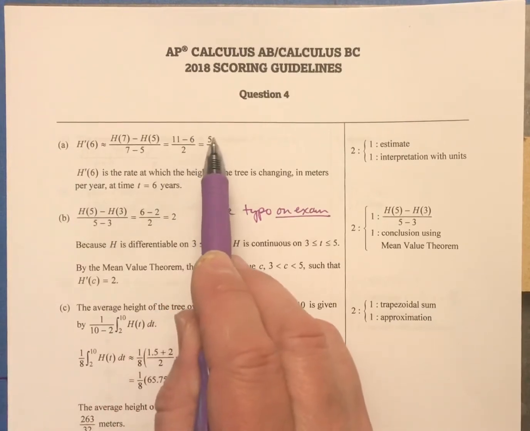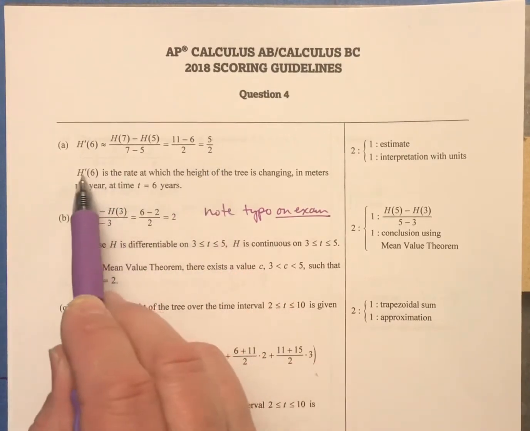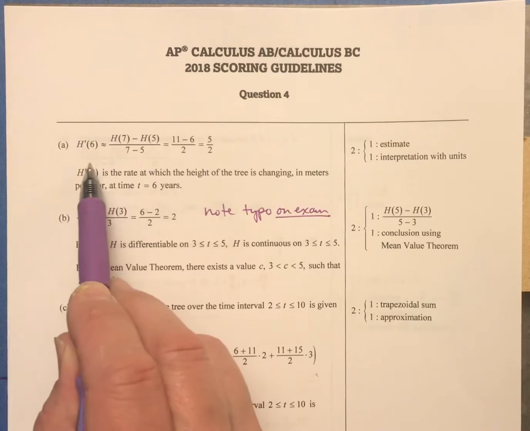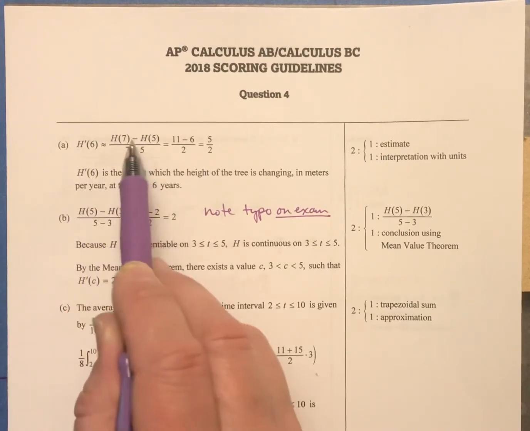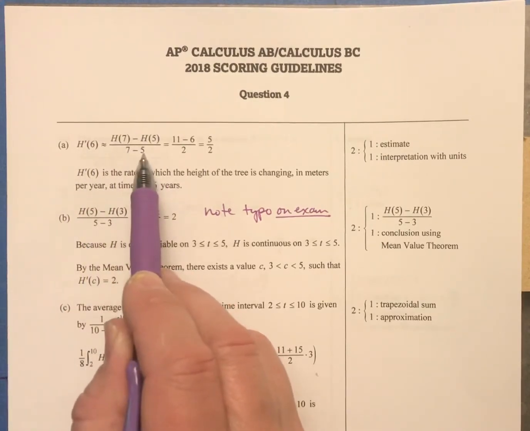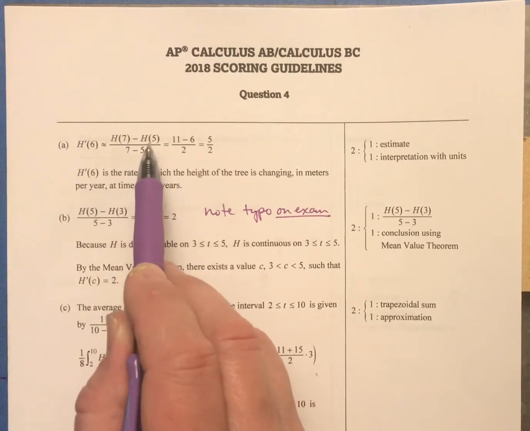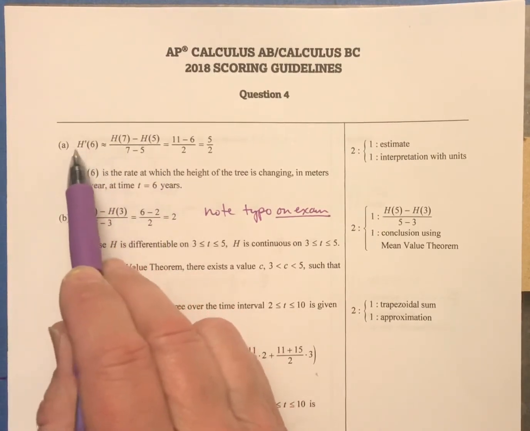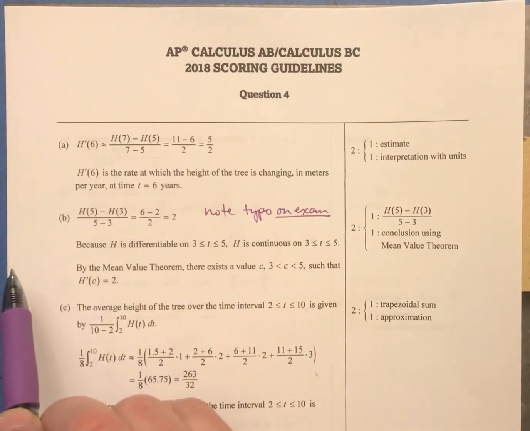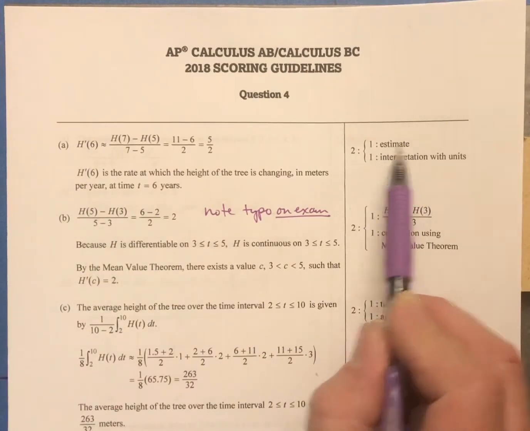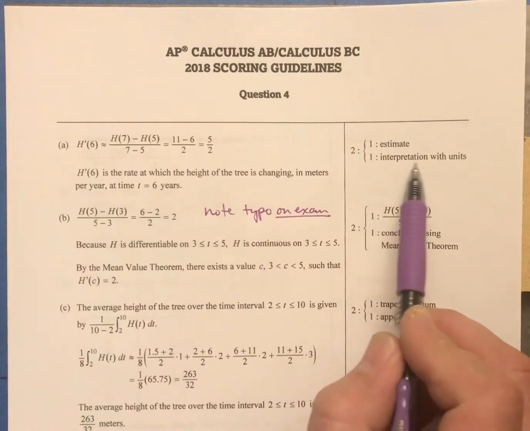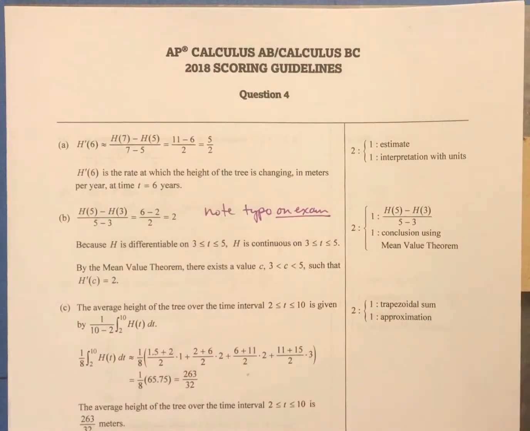Now, this is in meters per year, and so we can approximate the rate of change at 6 by using 7 and 5. So this is actually an average rate of change, but we're using that to approximate an instantaneous rate of change. Notice that you get 1 point for the estimate and 1 point for the interpretation of the units.